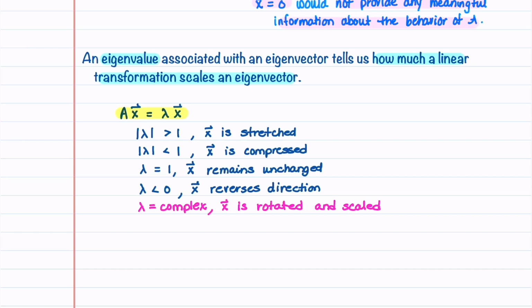If the absolute value of lambda is greater than 1, then our eigenvector x is stretched. If it's less than 1, then our eigenvector is compressed. If lambda equals 1, our eigenvector remains unchanged. And then if lambda is negative, our eigenvector reverses direction. I also want to note that if lambda is a complex number, our eigenvector is rotated and scaled. For now, we're only going to be working with real eigenvalues.